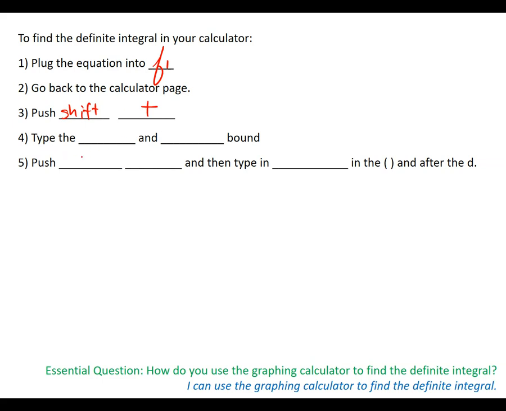So you're going to type the upper and lower bound. And you can only do this on definite integrals. You can't do this on indefinite, because you have to have an upper and lower bound to do a calculation. Push bar, and then choose F1, and then type an X in the parentheses and after the D. That will make sense when you see it.